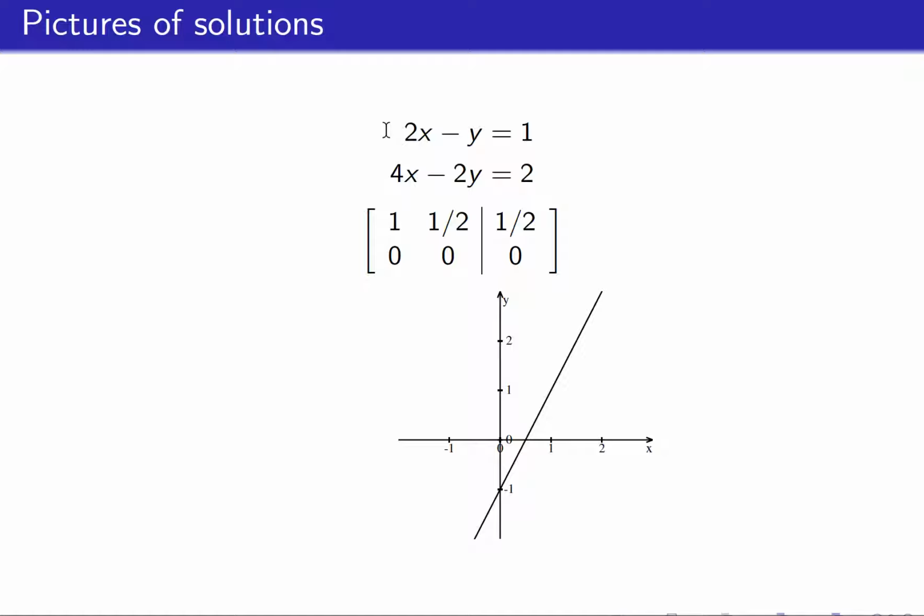Here's another one. 2x minus y equals 1, 4x minus 2y equals 2. All right. Here we have two equations, but they're both actually the same, they give you the same line. And so they overlap completely. In this case, we see that there is a 0 equals 0 row. That means one of these equations was superfluous, and you only have really one equation. The other one's just a multiple of the other. You can sort of see this is twice that one if you look at it.